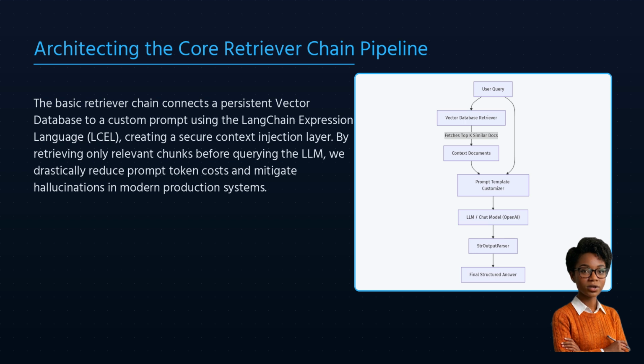In this architecture diagram, you can see how a user's query flow splits. First, it fetches contextual vectors from a vector store, then it formats those vectors into a standard prompt template, and finally, it forwards that rich structure to an LLM.